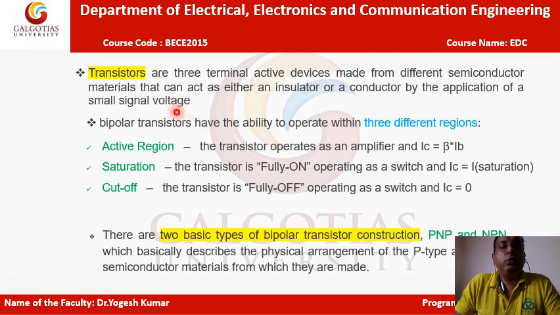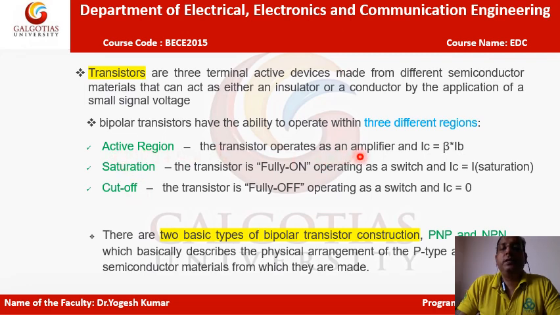Now, as I told you, it is a three-terminal device made from different semiconductor materials that can act as either an insulator or a conductor by the application of a small signal voltage. Bipolar transistors have the ability to operate within three different regions. One is the active region, one is the saturation region, and one is the cutoff region. Let's have a look at what the active region is.